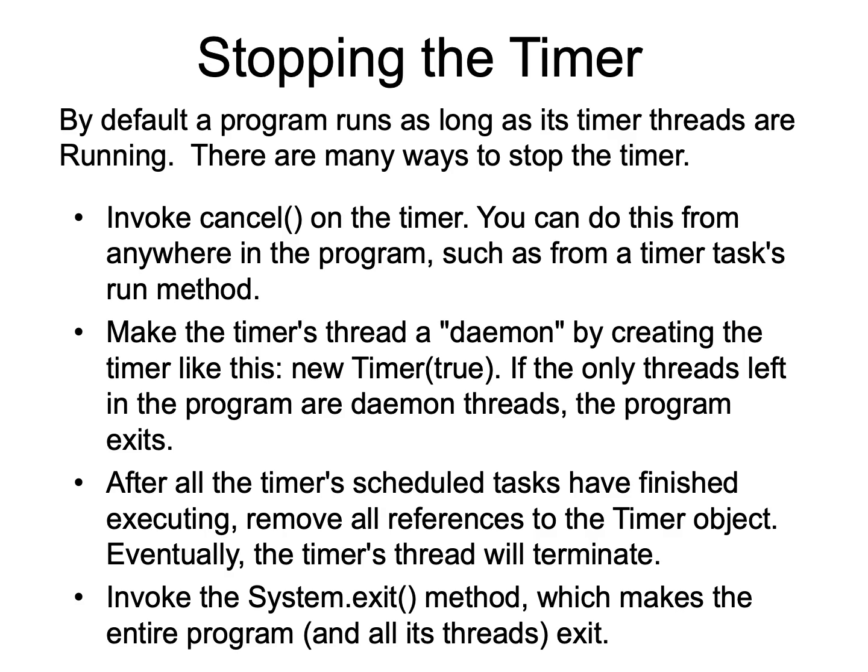You can make the timer's thread a daemon by creating it with a true parameter, and then it stops running if all the tasks are done. And this is by far the most foolproof one. You can remove all the references to the timer object once all the scheduled tasks have finished, and then the thread will eventually terminate, or you can just exit the system. I showed you a couple of those in the demo, but stopping threads is one of the more tricky things about working with threads, and one of the things that's often forgotten and the cause of memory leaks. So it's important to keep it in mind.